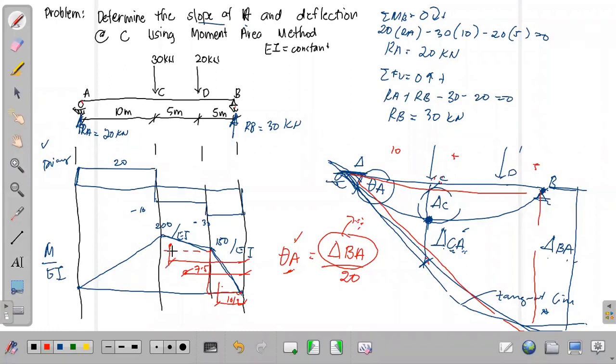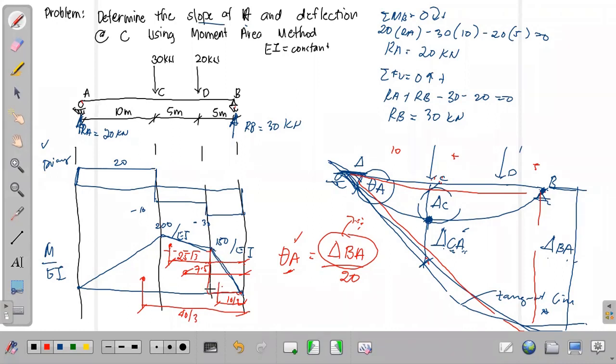So ang magiging location mo dyan, 2/3 of 5 is 10 over 3 plus 5, hanggang dito lang yung 10 over 3 plus 5, that is equal to 25 over 3. So yan yung mga location, yung x bar natin. And lastly, yung isang triangle dito, ang location niya, 1/3 of 10, 10 over 3 plus 10 plus 10, that is actually equal to 40 over 3. Okay? So balik tayo dito.